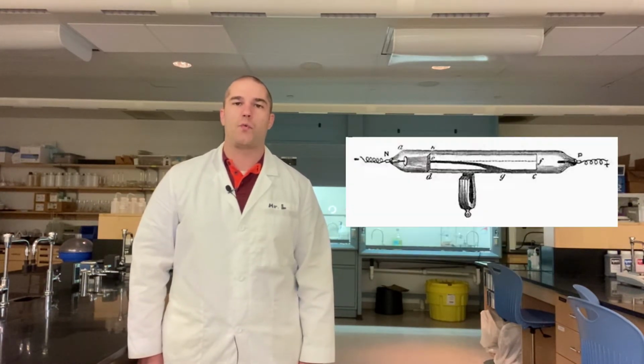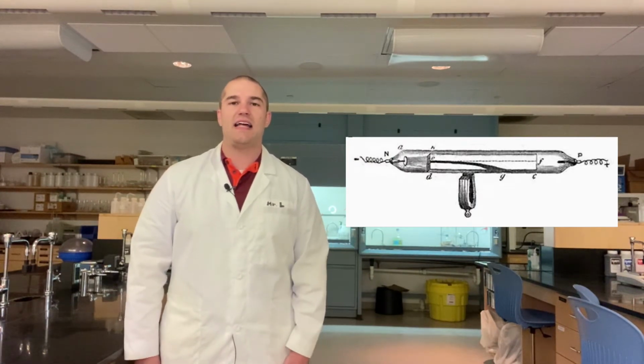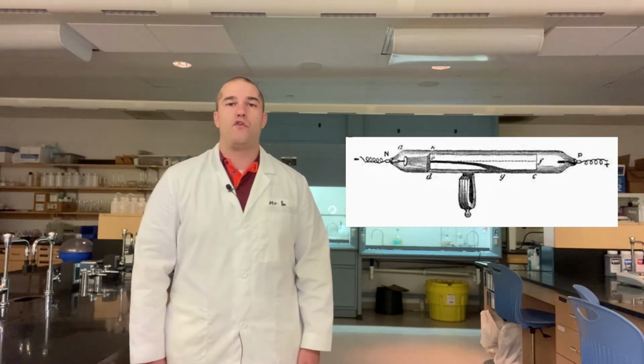So now let's talk about the experiments that led us to believe the structure of the atom. The first experiment was performed by a guy named J.J. Thomson in the year 1897. And what J.J. Thomson did is he performed what's called the cathode ray tube experiment. And the way this experiment worked is that he had this vacuum tube with a fluorescent screen stuck inside, hooked up to a voltage source.